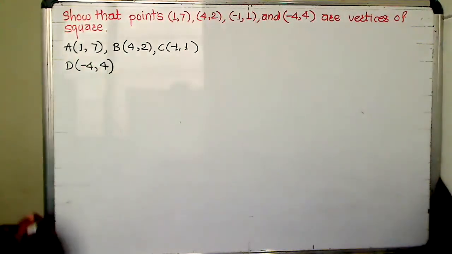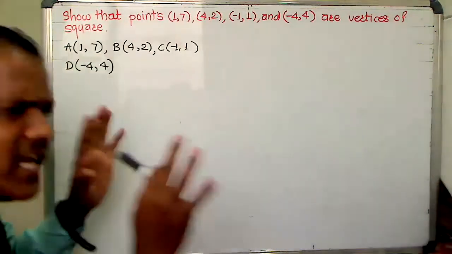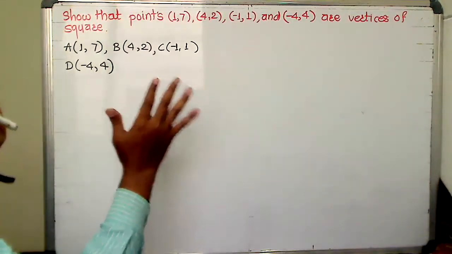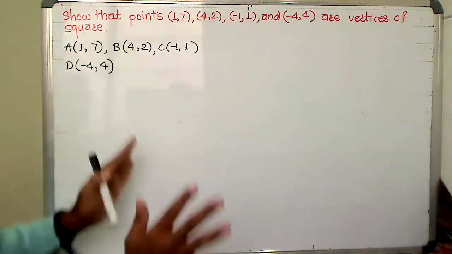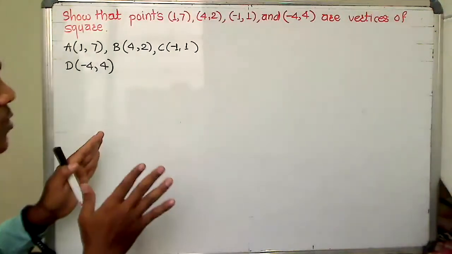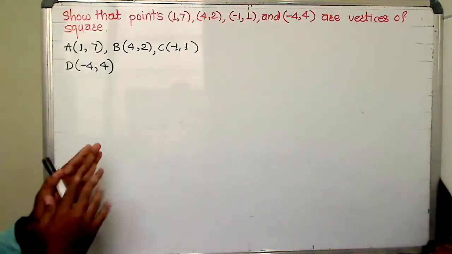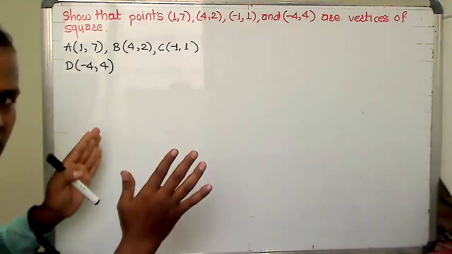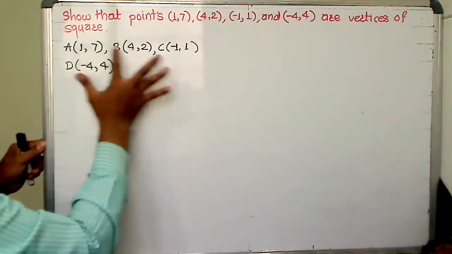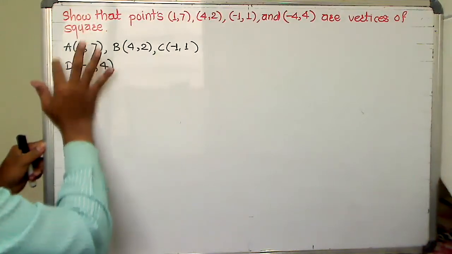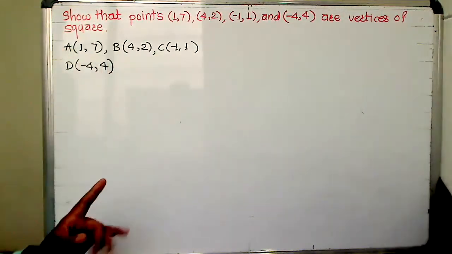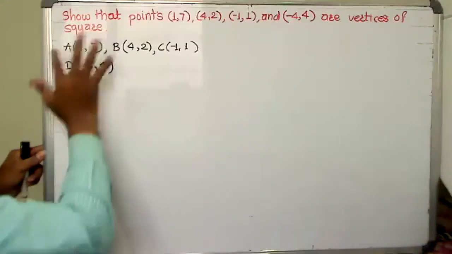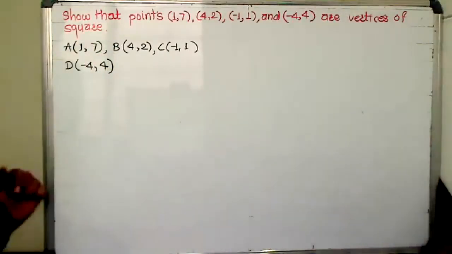Here, if these 4 points are the vertices of any quadrilateral, we don't know at this point whether these vertices are of a square. We just simply know that these vertices are of a quadrilateral. To show that these 4 vertices are of a square, we need to show that distance AB, distance BC, distance CD, and distance AD are the same. So first we need to find the distances AB, BC, CD and AD.